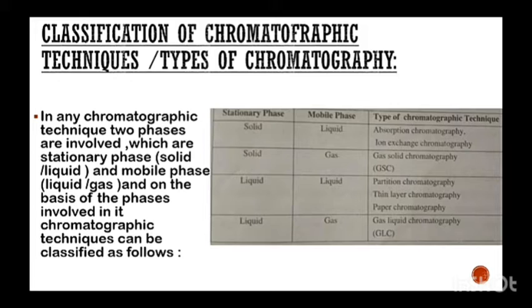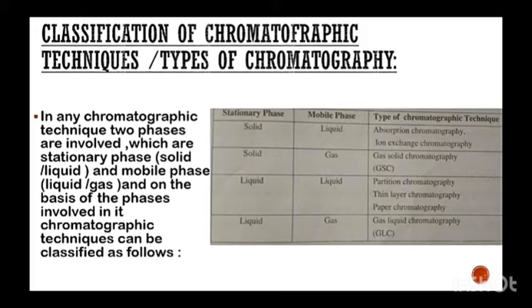Now, next is the classification of chromatographic techniques, or the types of chromatography. In any chromatographic technique, two phases are involved, which are the stationary phase and the mobile phase. The stationary phase may be solid or liquid, and the mobile phase may be liquid or gas. On the basis of these two phases, the chromatographic techniques are classified as adsorption chromatography, ion exchange chromatography, gas solid chromatography, partition chromatography, thin layer chromatography, paper chromatography, gas liquid chromatography.